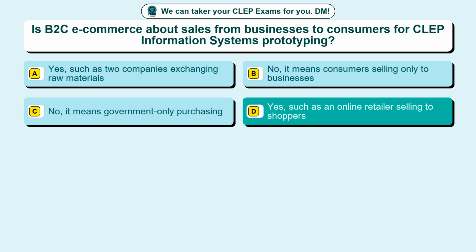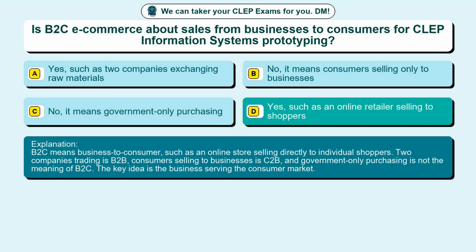The correct answer is option D. Yes, such as an online retailer selling to shoppers. B2C means business to consumer, such as an online store selling directly to individual shoppers. Two companies trading is B2B, consumers selling to businesses is C2B, and government-only purchasing is not the meaning of B2C. The key idea is the business serving the consumer market.